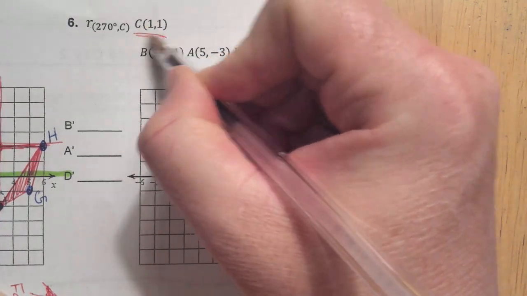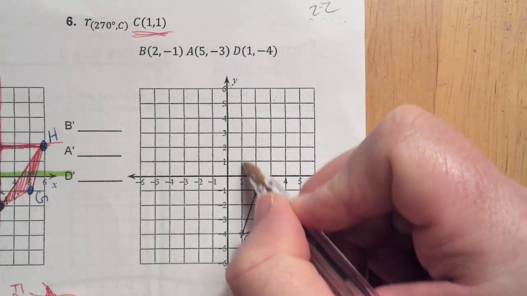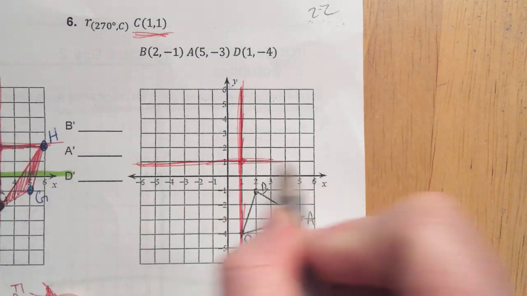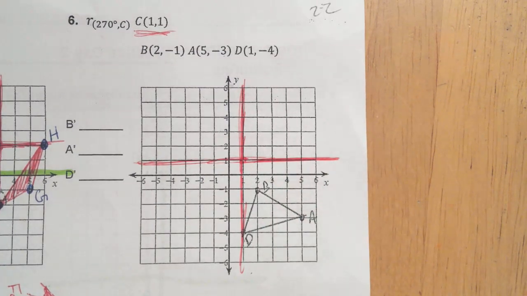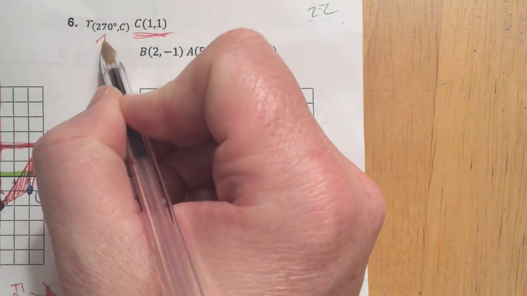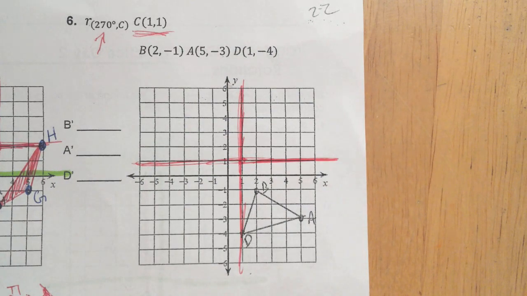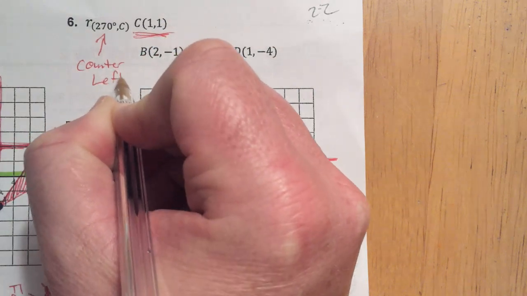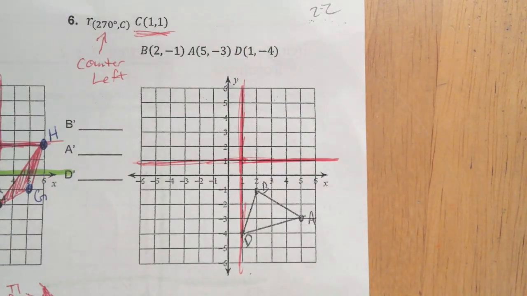All right, what we're going to do is plot a point at 1, 1 and make your fake axis lines. All right, what do you think you do next? We're going to rotate 270 degrees. They did not say which way to go, so we're automatically going to go counterclockwise, which is left. So go ahead and rotate your paper 270 degrees counterclockwise.